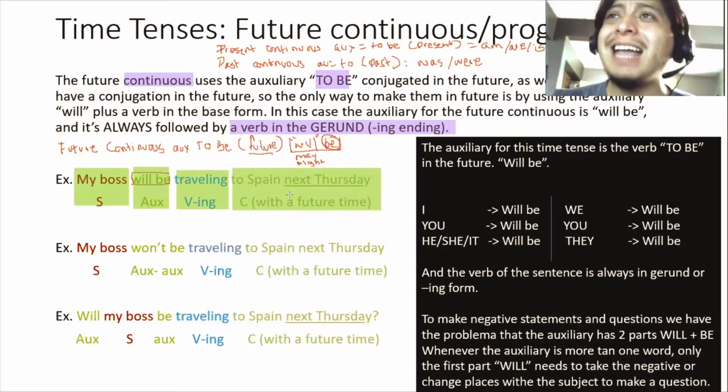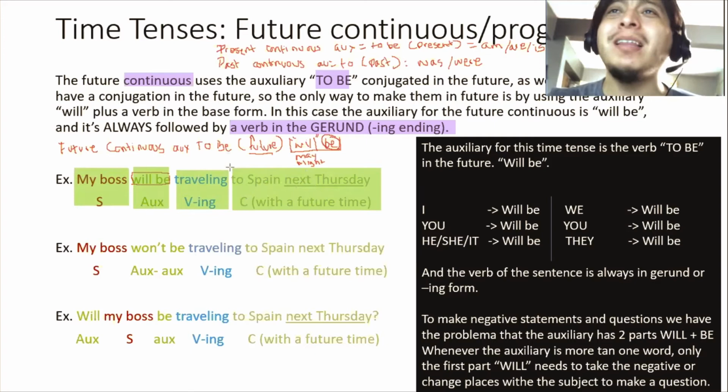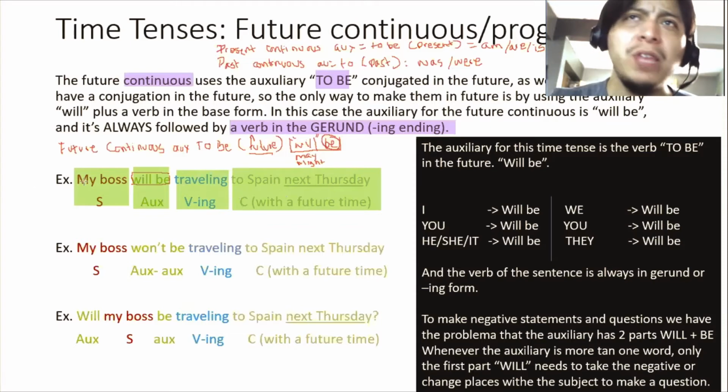This means that at this time, next Thursday, in 1 week, in 5 days, in whatever, next Thursday, my boss will be in the middle of traveling to Spain. Okay? So at this time in the future, this person will be in the middle of this action.